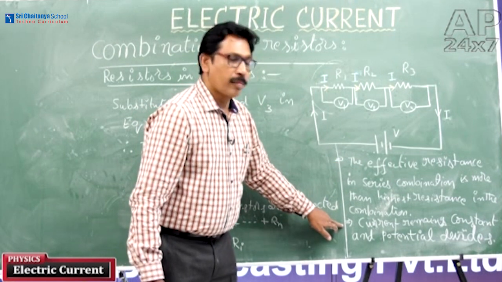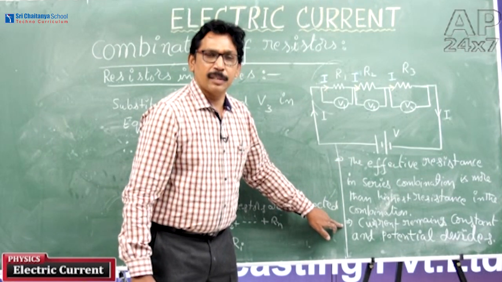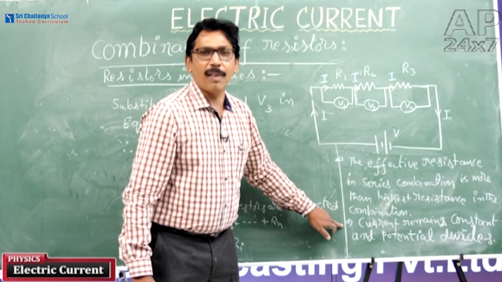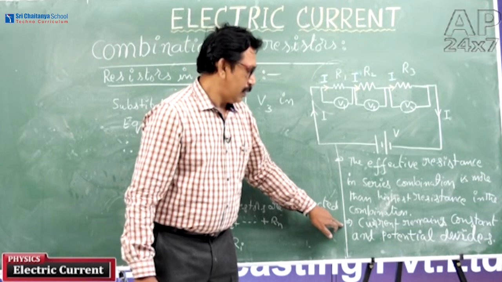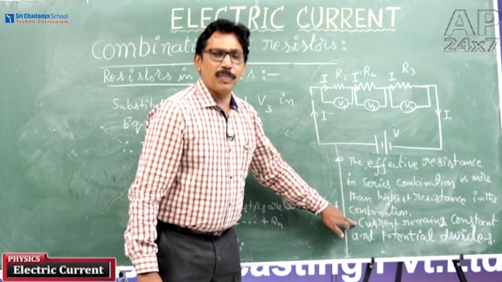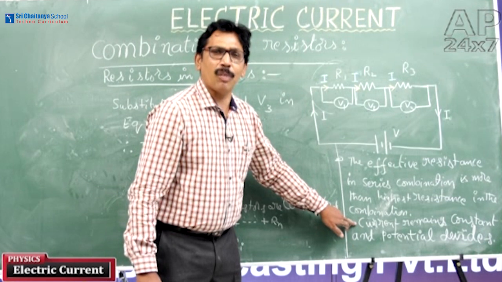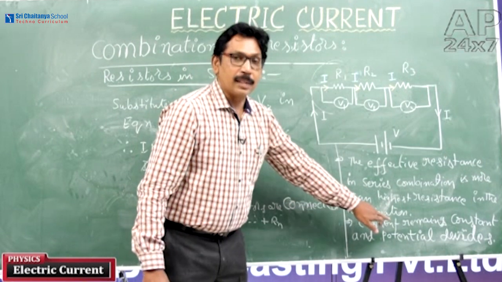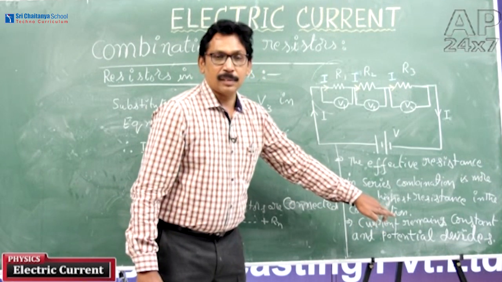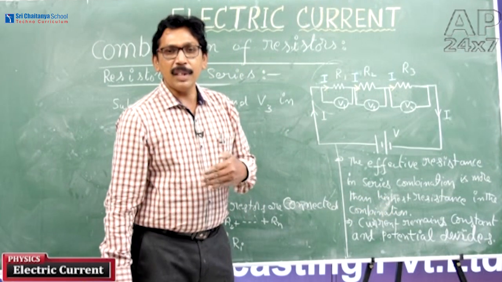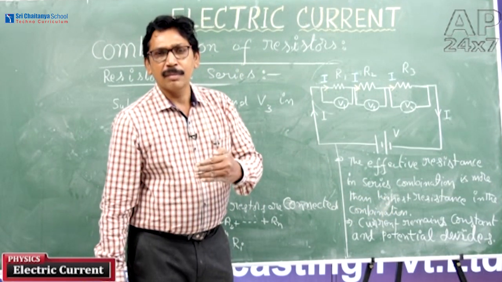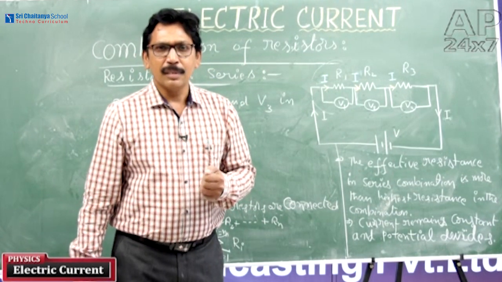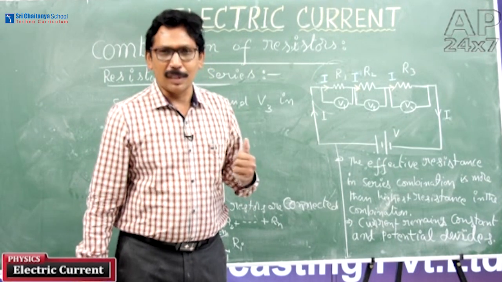Point number 2. In series combination, current remains constant, but potential divides. Once again, in series combination of resistors, current remains constant. It's always I, but potential divides, just like what we did. V is divided as V1 plus V2 plus V3. Did you understand this? Now I am going to the parallel combination of resistors.